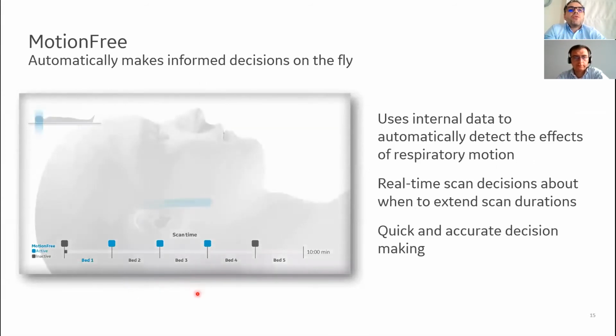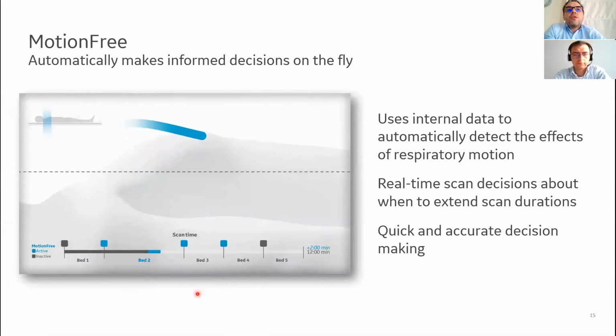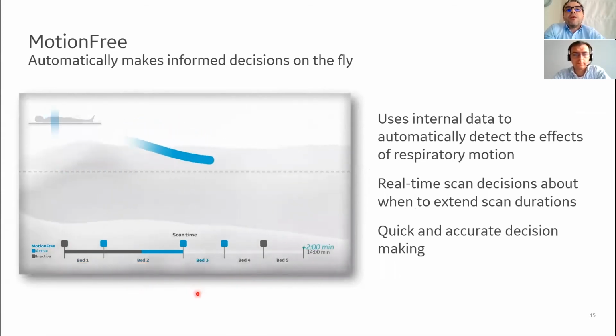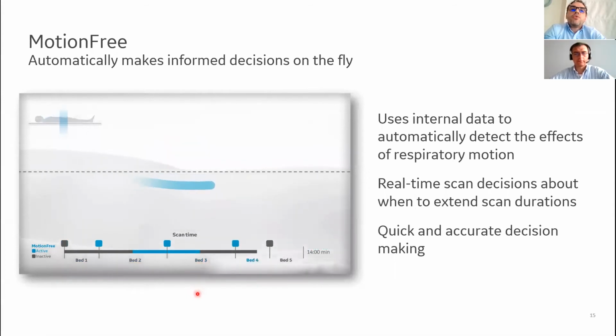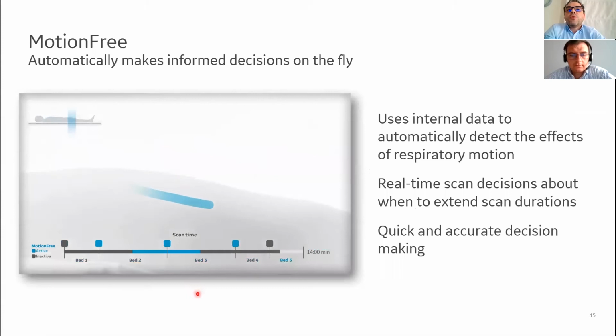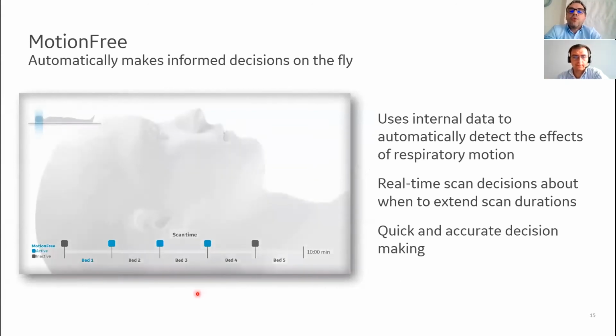As we can see here, the scan starts from the head. There is no detection of motion in the head. It goes towards the thorax, where it detects some respiration. It corrects automatically, and then it goes to the abdomen. Again, there is some motion correction, and then as it moves towards the pelvis and the extremities, there is no motion correction at all because there is no movement.